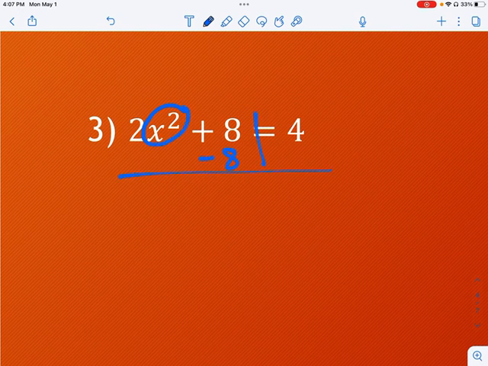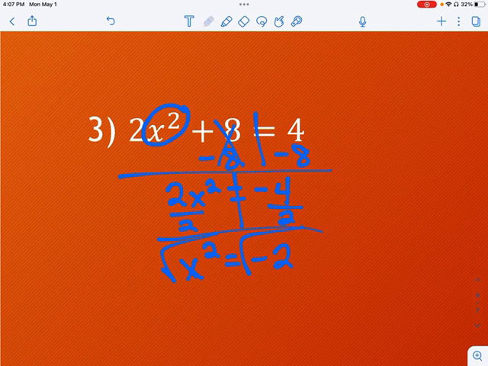So I'm going to start off by minusing 8 from both sides. That would give me 2x squared is equal to a negative 4. Then I would divide by 2. So x squared is equal to a negative 2. We take the square root of that.